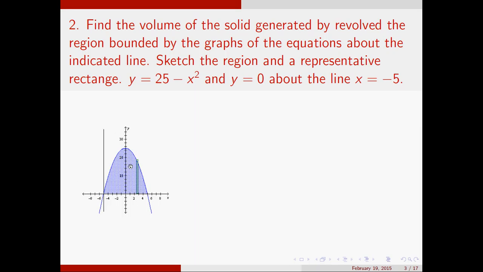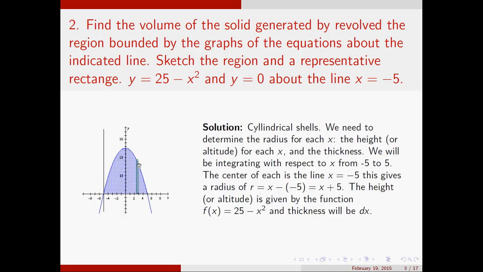If we wanted to do disks like the previous problem, we need to make the radius perpendicular to our axis of rotation. We can't do that. It's going to be too much of a pain. The functions that we're going to need to deal with are going to be a problem. So instead, we're going to use shells. We can use shells when the strip, the radius, or the kind of sample piece that we're going to look at is parallel to our axis of rotation.